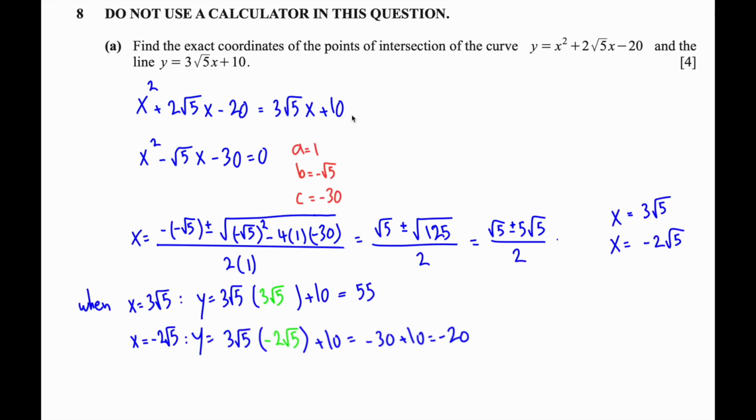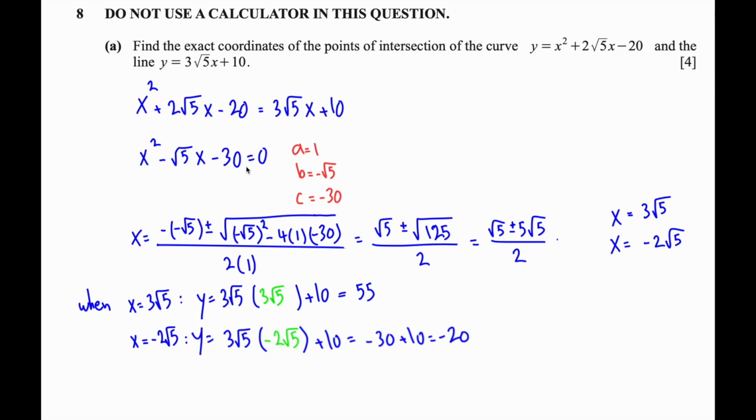Question number 8, part A. Find the exact coordinates of the points of intersection of this curve and this line. Well, whenever we're asked to find the intersection of 2 curves, you just need to put the equation of those curves equal to each other and basically get rid of the y's, and now everything is in the world of x. I bring everything to one side, and this is obviously a quadratic equation.